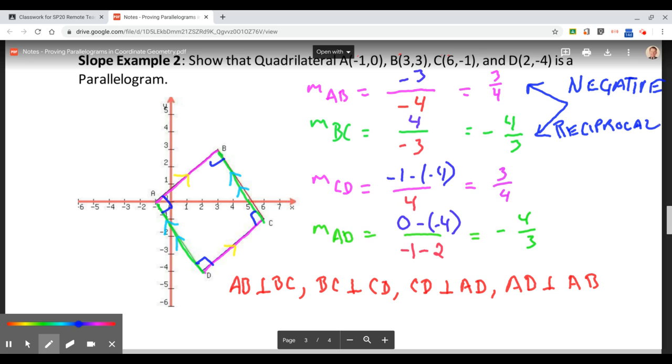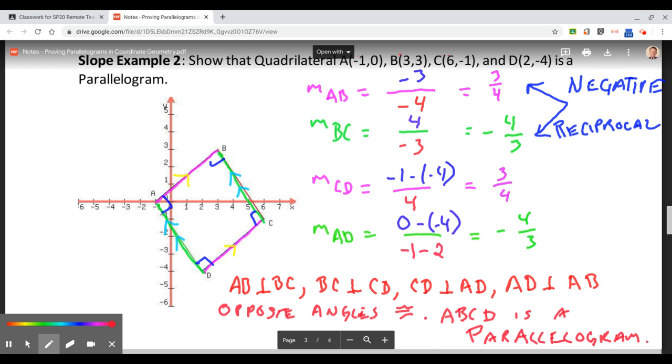Okay, so because they're negative reciprocals, then AB is perpendicular to BC, BC is perpendicular to CD, CD is perpendicular to AD, and AD is perpendicular to AB. So all the angles in this are 90 degrees, which means opposite angles are congruent. So to finish this problem, all you have to do is write, because opposite angles are congruent, ABCD is a parallelogram.